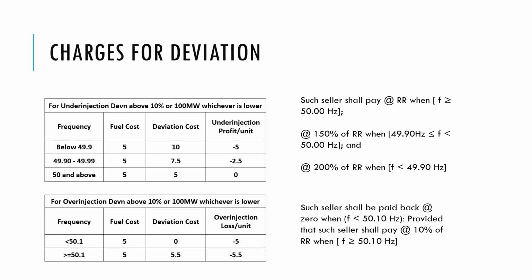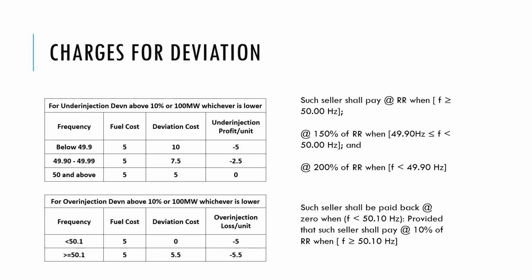If the frequency is above 50 hertz, then the penalty would be the same as the fuel cost. So there would be neither gain nor loss for the seller. But if the frequency goes below 50 hertz and the seller is under injecting beyond 10% or 100 megawatt, then he has to pay a direct penalty of 50% of his fuel cost as the under injection loss.